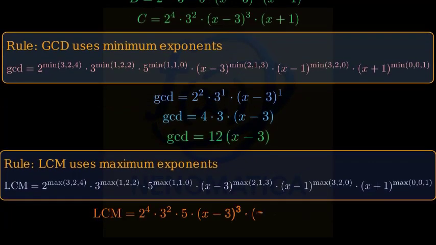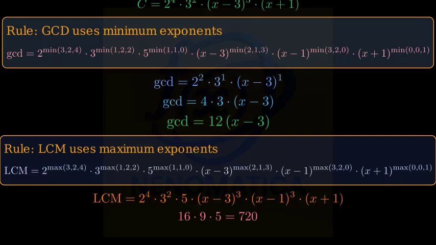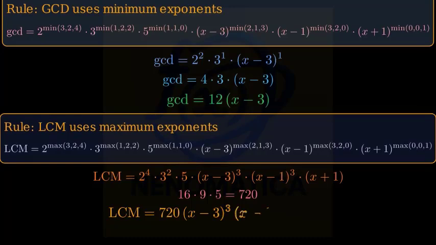That gives the least common multiple equals 2 to the 4th times 3 squared times 5 times (x minus 3) cubed times (x minus 1) cubed times (x plus 1). Multiply the numbers: 16 times 9 times 5 equals 720. So the least common multiple is 720 times (x minus 3) cubed times (x minus 1) cubed times (x plus 1).